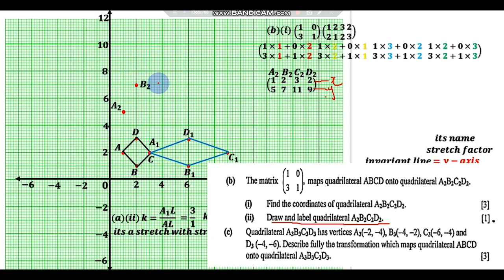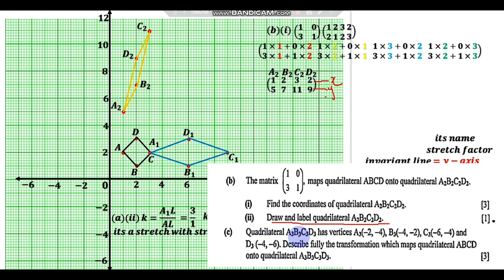This is B2. Then C2 is 3, comma 11. So the 3 is right here, following this line up to somewhere above 10. That's up to here. That is C2. Then D2 is 2, comma 9, which is there. That is our D2. Now we can connect the points, forming that particular shape. We've gotten 1 mark there. We proceed to question C.